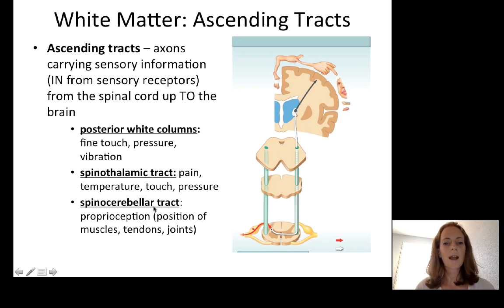There are three main tracts or pathways of the spinal cord that you may hear about. The posterior white columns, or the columns in the back of the spinal cord, will have information on fine touch, pressure, and vibration going up to the brain. The spinothalamic tract will have information on pain, temperature, touch, and pressure, and I'll show you a picture of that in just a second. And the spinocerebellar tract is going to have proprioception, or information on the position of muscles, tendons, and joints coming into the central nervous system and going up to the brain.